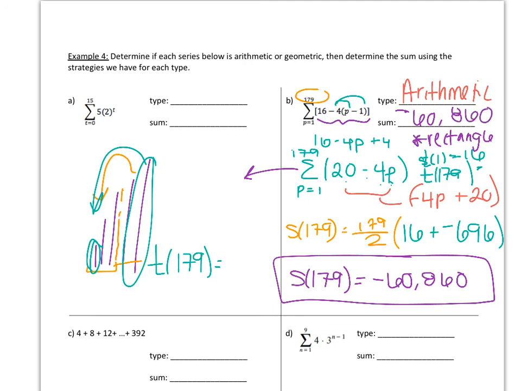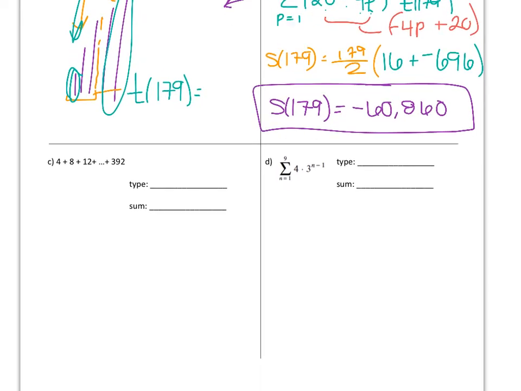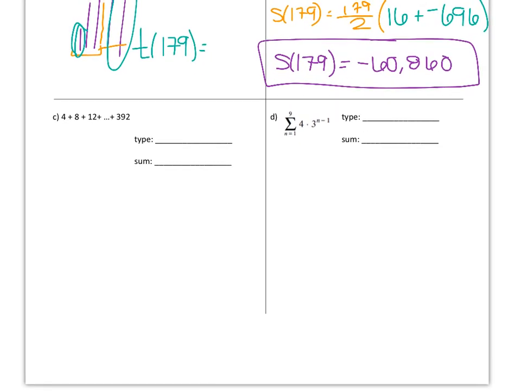Okay, now we are going to jump down to D. So when we look at D, we want to know, is this arithmetic or geometric? And you can see just from the setup, you've got 4 times 3 to the n minus 1. This looks more like the ones we've been focusing on in this section. So this is definitely geometric because you would generate each term by multiplying by 3.